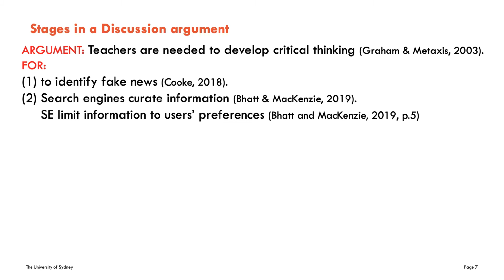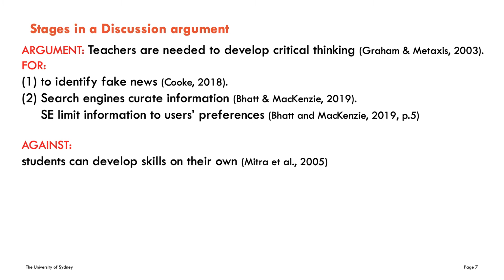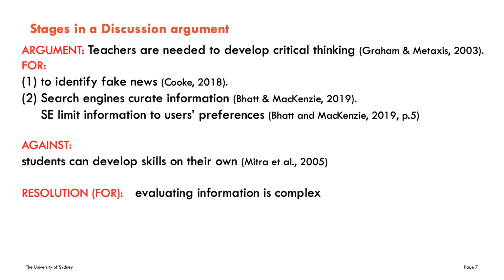The writer then turns to the other side of the argument, which is that some of the research shows that students do have the capacity to develop these critical thinking skills more or less independently. The writer again provides sources to support this. Finally, the writer resolves this particular issue by arguing against the second perspective and giving their reasons.